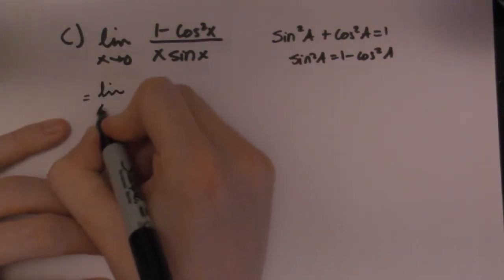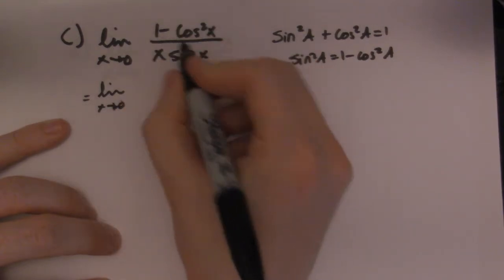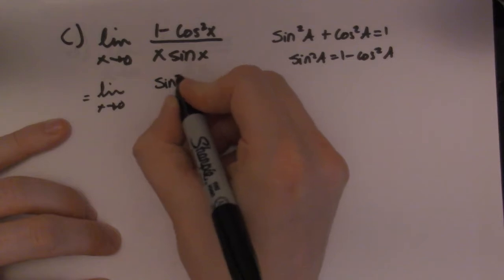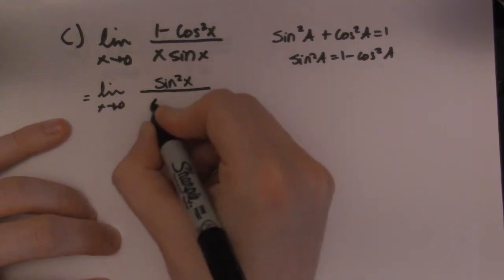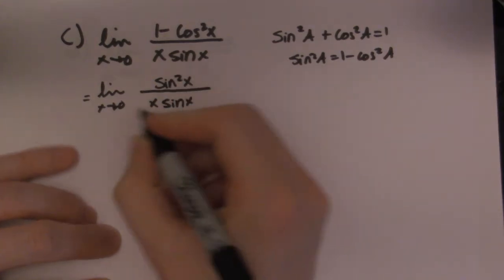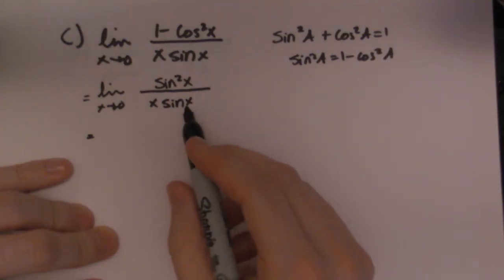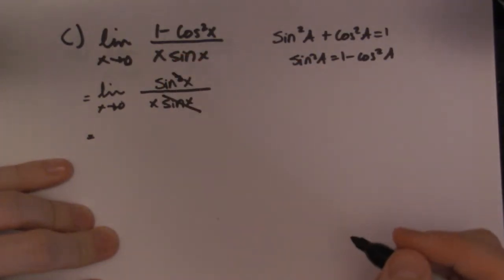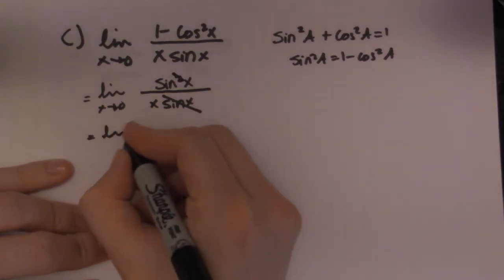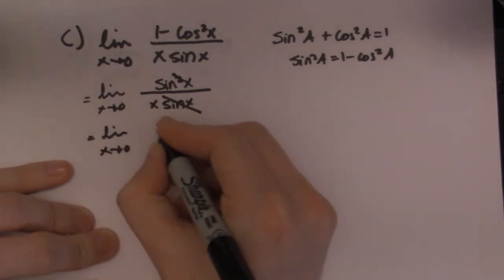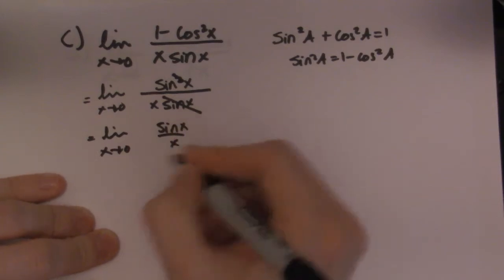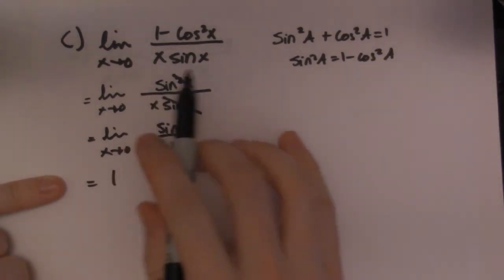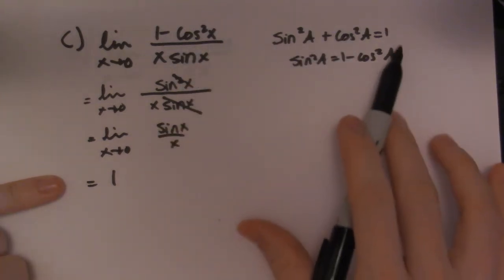So the limit as x goes to 0. I'm going to replace this 1 minus cos squared with sine squared x. So I get sine squared x all divided by x sine x. Now I'm in the situation where I can cancel a sine here, cancel a sine right there. So I'm left with the limit as x goes to 0 of sine x over x, and that of course is 1. So that's another situation, guys, where you might have to use one of your identities.